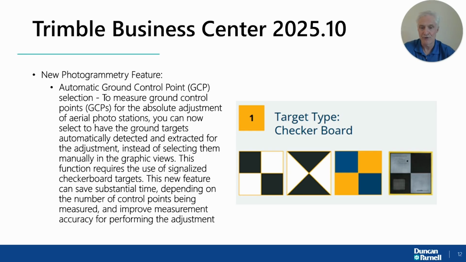And it can actually improve the accuracy for performing the adjustment because you're not clicking on pixels on the screen and then picking a checkerboard, picking a point, picking a checkerboard, picking a point. It's going to automatically look for certain types of checkerboards based on their configuration, size, that sort of thing.